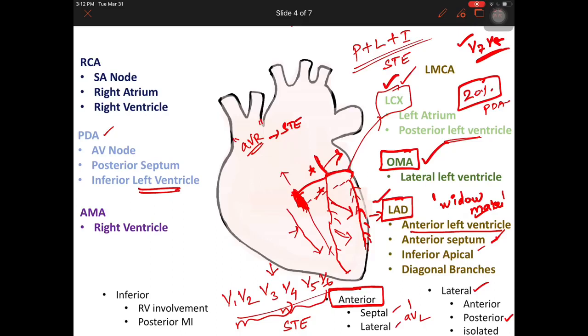The final thing is that isolated lateral infarction could be due to one of the branches. If just the obtuse marginal artery or one of the diagonal branches of the left anterior descending is alone involved, then there will be only lateral infarction without any anterior or posterior. So lateral isolated is due to these branches, either the diagonal branch or obtuse marginal artery. Lateral plus posterior is left circumflex. If lateral plus anterior, it could be due to the left anterior descending artery. So these are the arteries and the types of myocardial infarction.